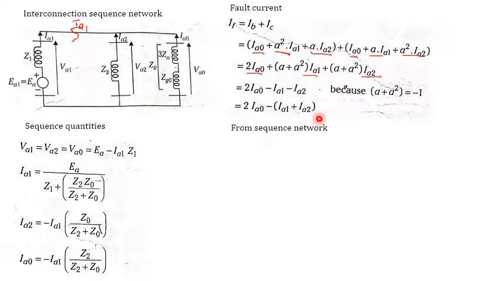From the sequence network we already know that IA1 plus IA2 is equal to IA0.